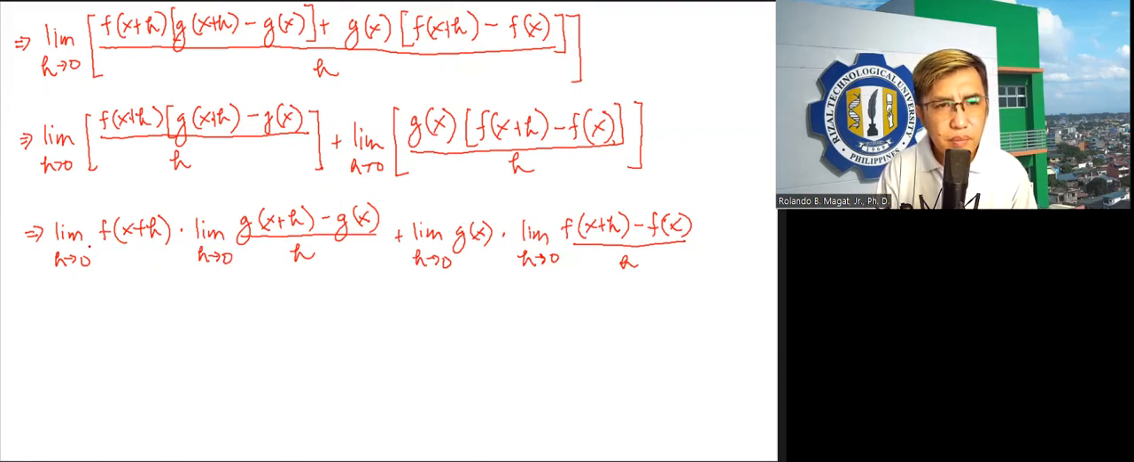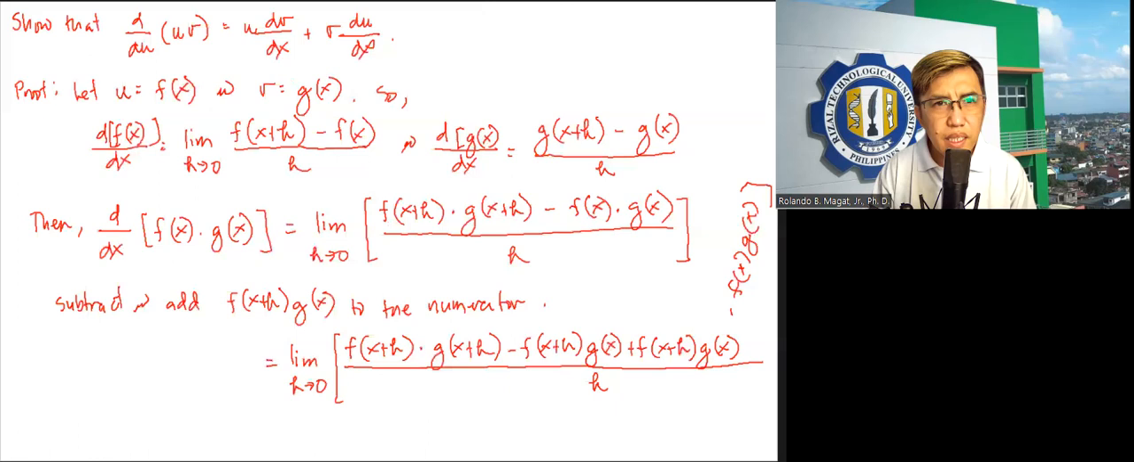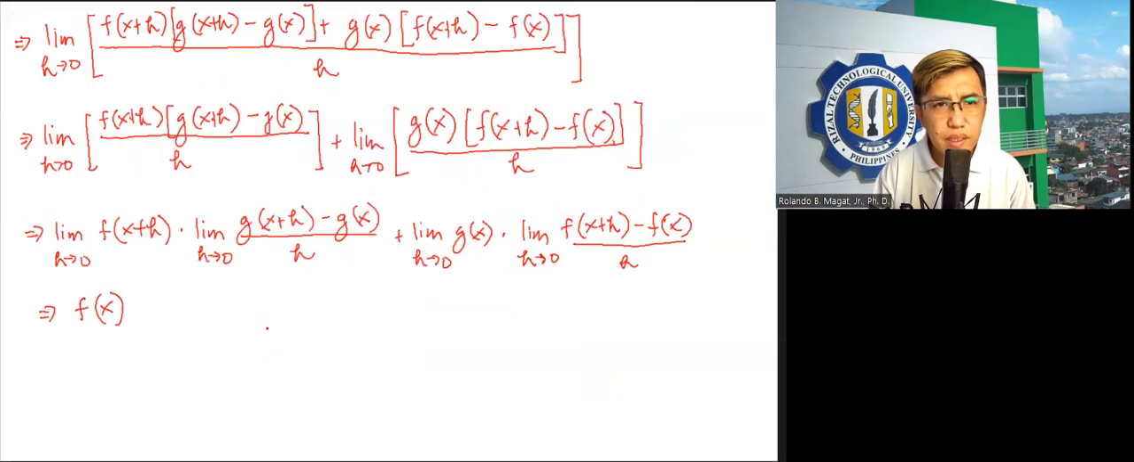Notice that whenever the limit of f of x plus h as h approaches 0, then this is just f of x. Okay. And we know that we can just rename the limit of g of x plus h minus g of x over h as h approaches 0 as, ayan o, the derivative of g of x. Diba? So times d of g of x.